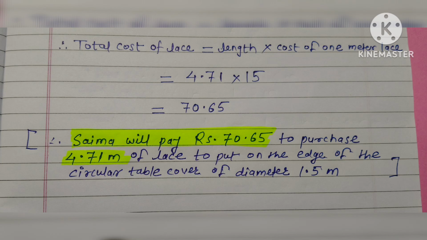Once we have calculated the length of the lace required, we have to calculate the total cost of the lace, and it is given that 1 meter will cost rupees 15. We know the length now, that is 4.71 meter. We'll multiply by 15 and we'll get the total cost of the lace. After calculation, we get 70 rupees 65 paise. So Saima will pay 70 rupees 65 paise to purchase 4.71 meter of lace to put on the edge of the circular table cover of diameter 1.5 meter.